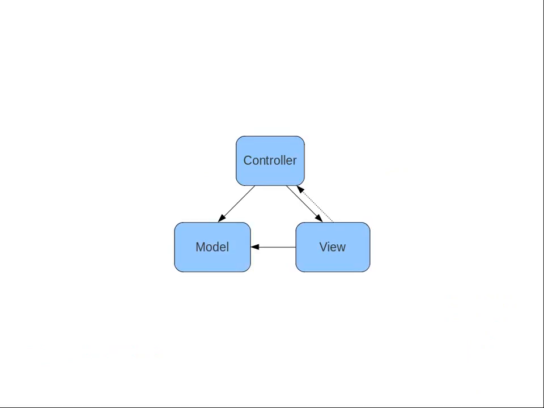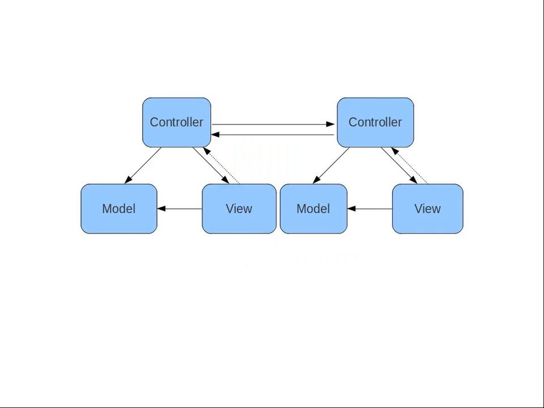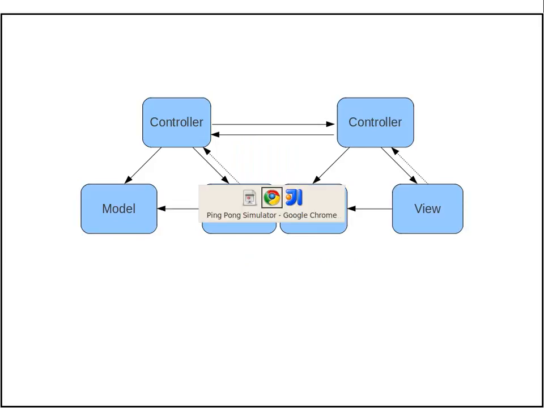The problem is that applications do not consist of one MVC group, but many. As your application grows, so does the coupling between controllers. You can reduce this coupling by having all components communicate through an event bus. Let's see how to do this in GWT.